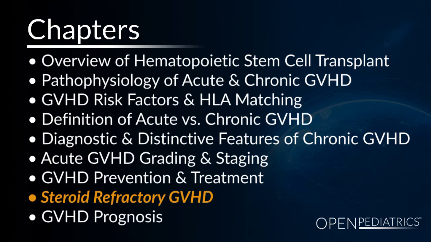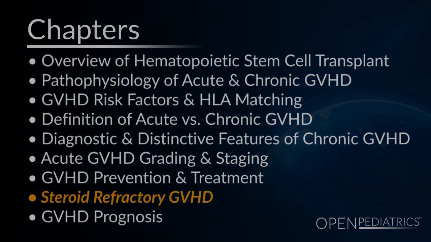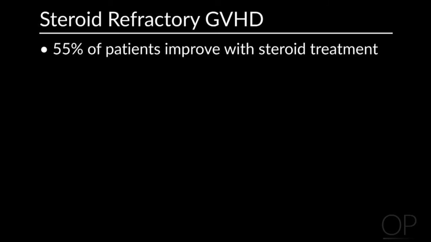Steroid refractory GVHD. Steroid refractory graft-versus-host disease is a real problem for our patient population. So most patients, so over half, so 55% of patients improve with steroids alone. 35% of patients overall have a complete response. However, there are a certain population of children and adults who, despite steroid treatment, even high steroid treatment, progress with their symptoms.